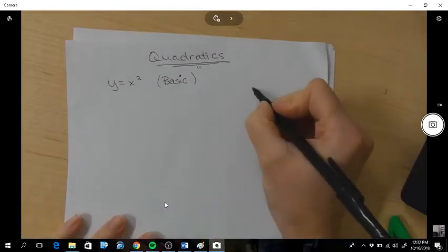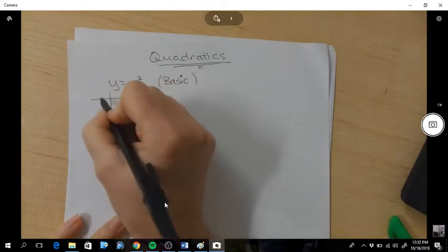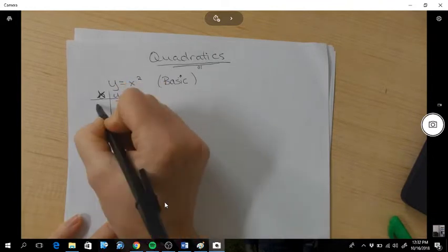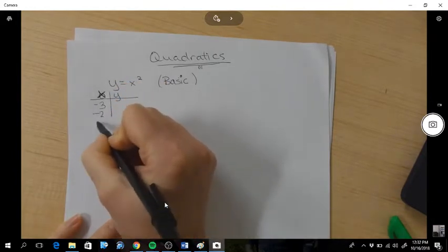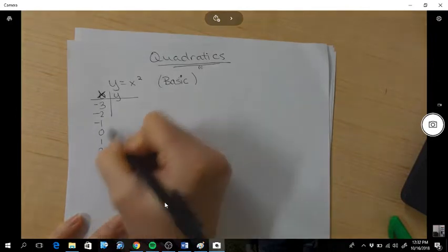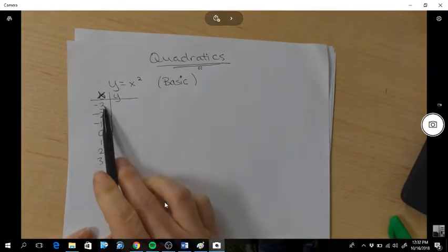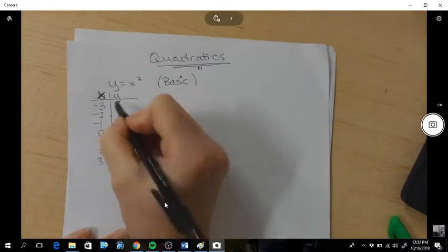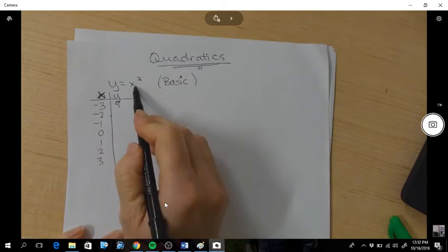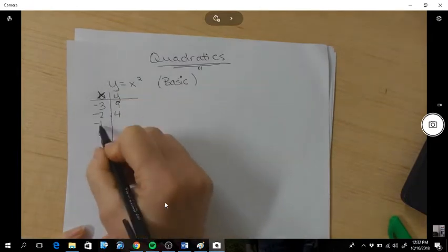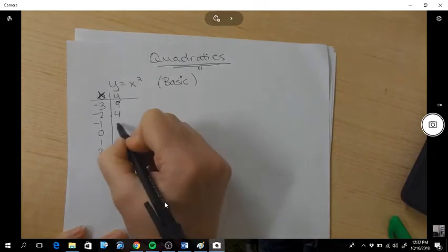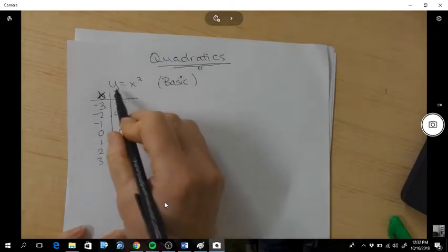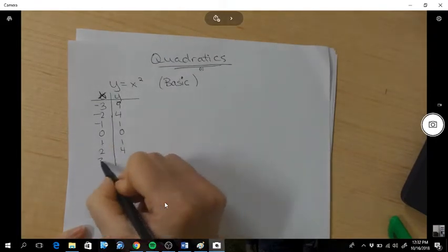Okay, so let's graph this with a table of values. So let's go from -3 to +3. Okay, so if x equals -3, plug it in. -3 squared is 9. -2 squared is 4. -1 plugged in squared is 1. 0 squared is 0. 1 squared is 1. 2 squared is 4. 3 squared is 9.